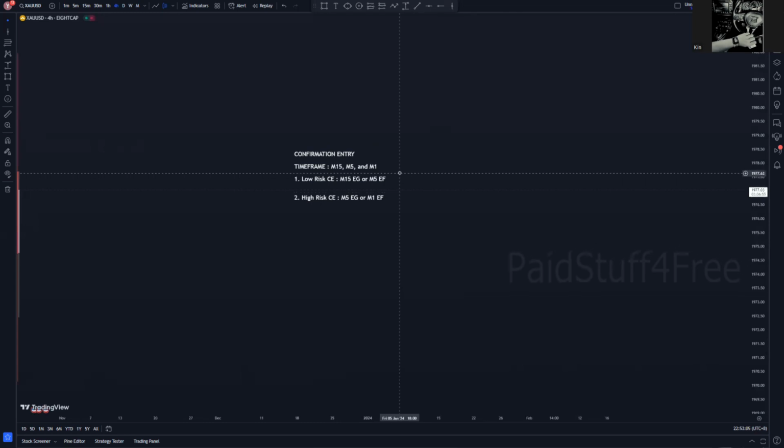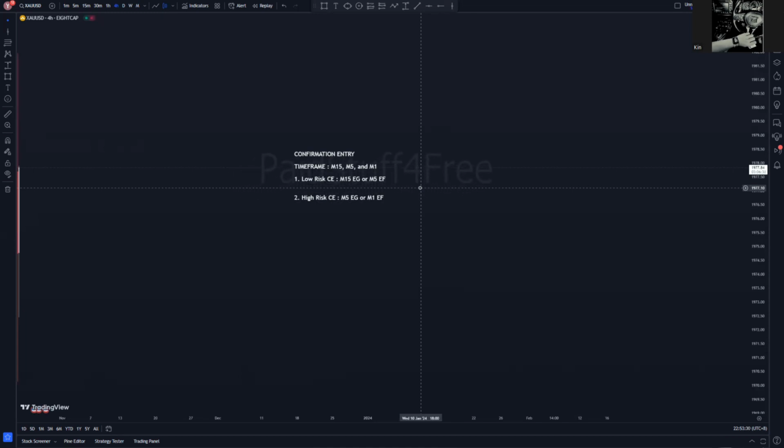So from my observation, for the first 4 months, I only used low risk confirmation entry on my trades, which is M15 EG or M5 EF. And you guys wanna know the win rate of mine, right? It was 85 to 87%, something like that. Okay, we can say 80% above. All right, the win rate.